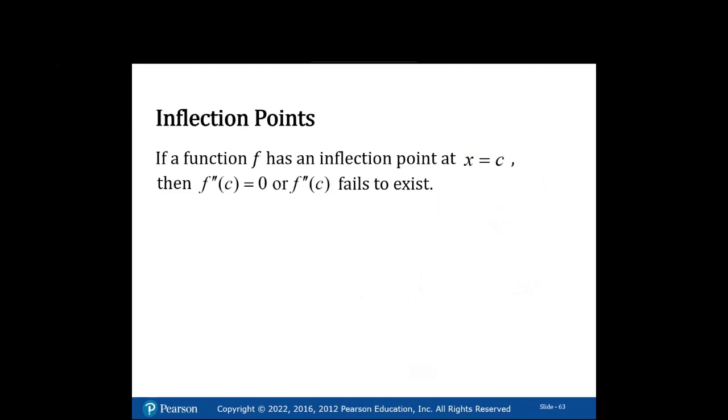Oh, here, again, definition of an inflection point. If it has an inflection point there, then the double derivative at that point is 0, or it fails to exist. Because we're allowing for that vertical slope, or we're allowing for that corner kind of a thing. We're allowing those things. We want to check them anyway, even though the second derivative doesn't exist there. We have to check it.